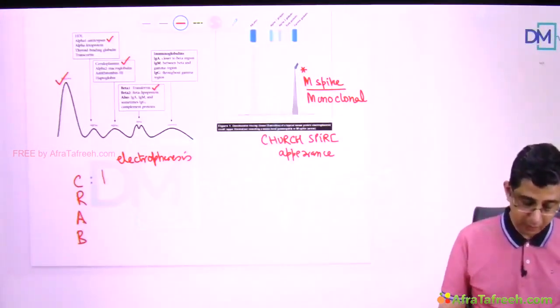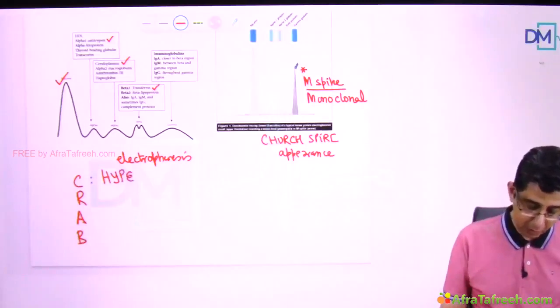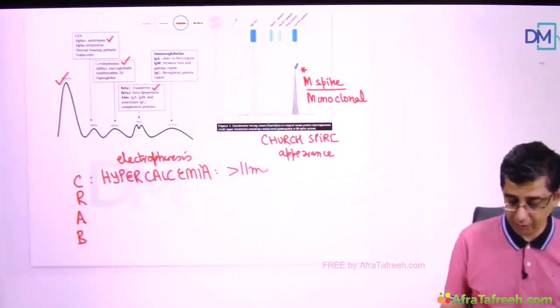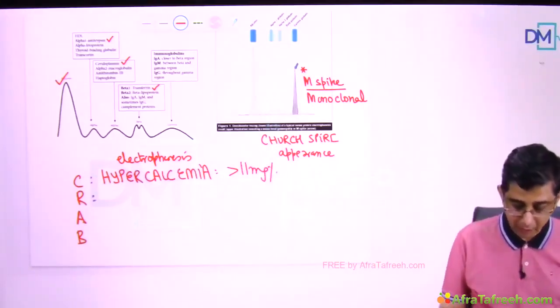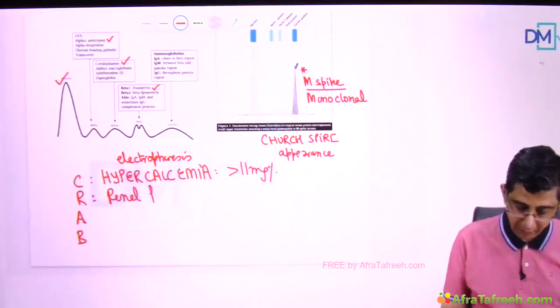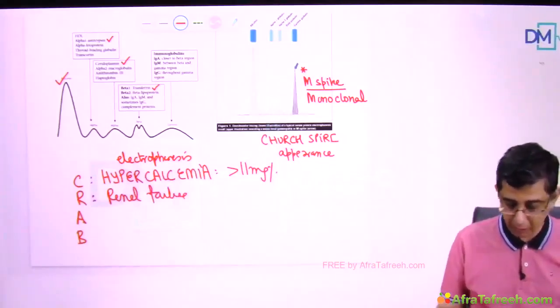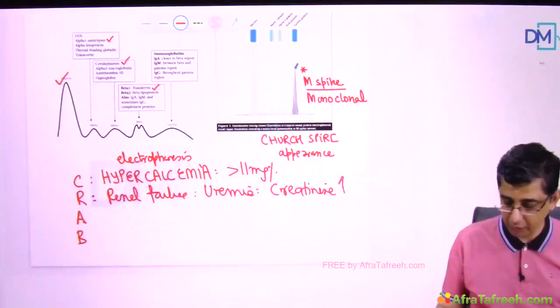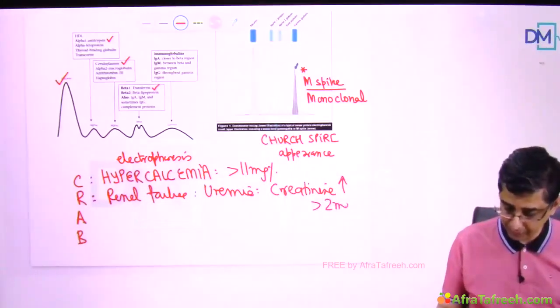Where CRAB, C would stand for hypercalcemia, which is due to the lytic bone lesions that I've explained to you, and the hypercalcemia would be more than 11 mg%. R would stand for obviously the renal failure developing in the patient, and because of this the uremia component will come up. Therefore the serum creatinine of this patient will be elevated and can be more than 2 mg%.